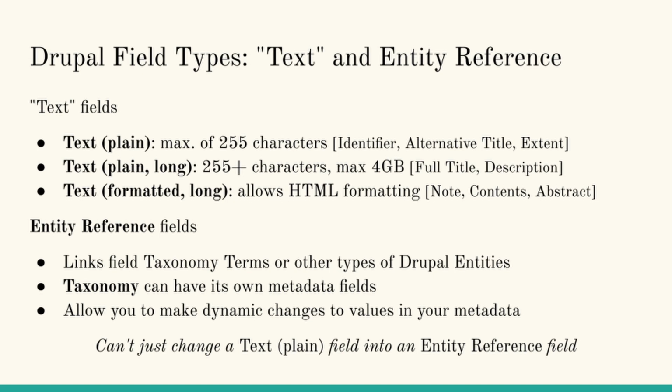And then one of my favorite fields is the entity reference field, because that connects to the taxonomies. So that gives you the ability to have some sort of controlled vocabulary that you can manage throughout the collection. You can make dynamic changes to the information in your records by controlling the taxonomy. But, for example, you can't have a text field and then suddenly decide you want to make it an entity reference field. You would again have to create a new field. Otherwise, it wouldn't be able to manage those things in that way.